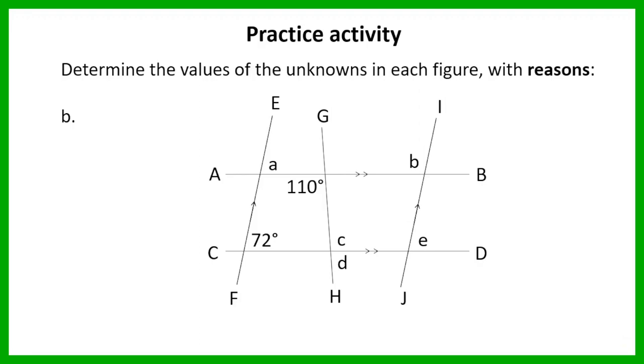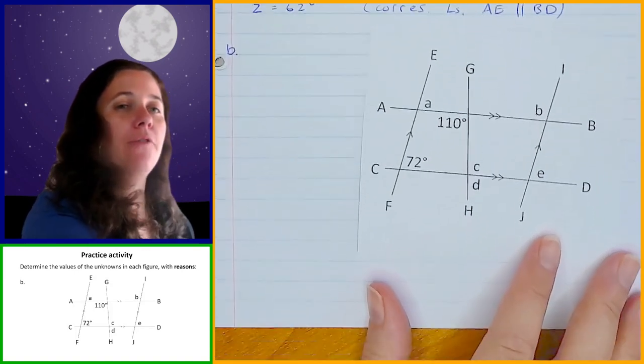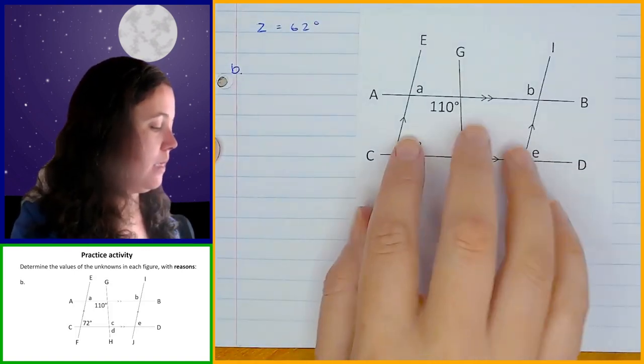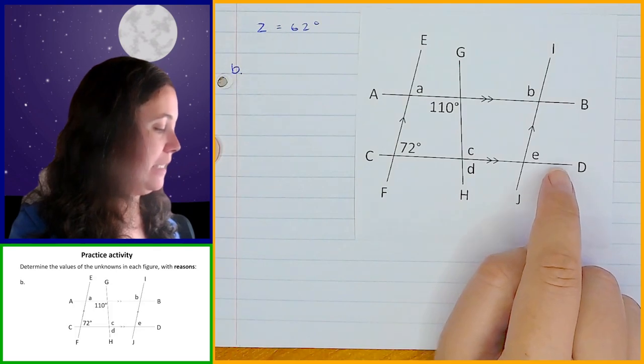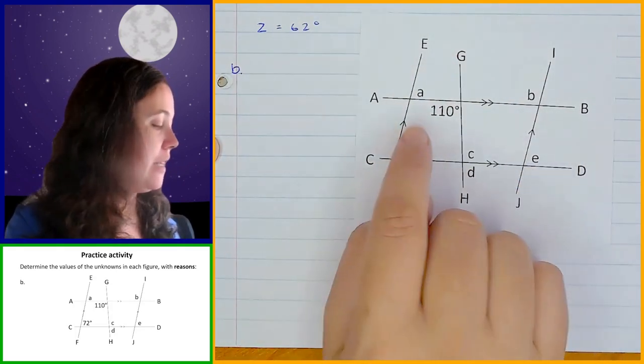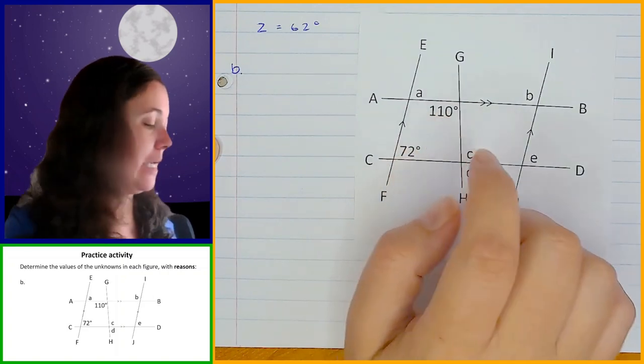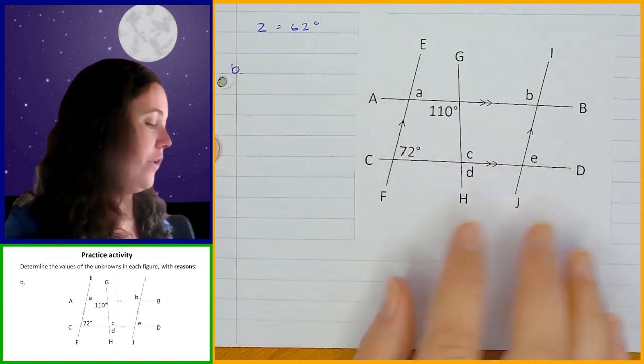Okay, so let's go through that question and see how it went. In this question, I have AB parallel to CD, EF parallel to IJ, and GH is not parallel to anything. Then I've got these two angles, 72 degrees and 110 degrees. I need to work out first A over here.